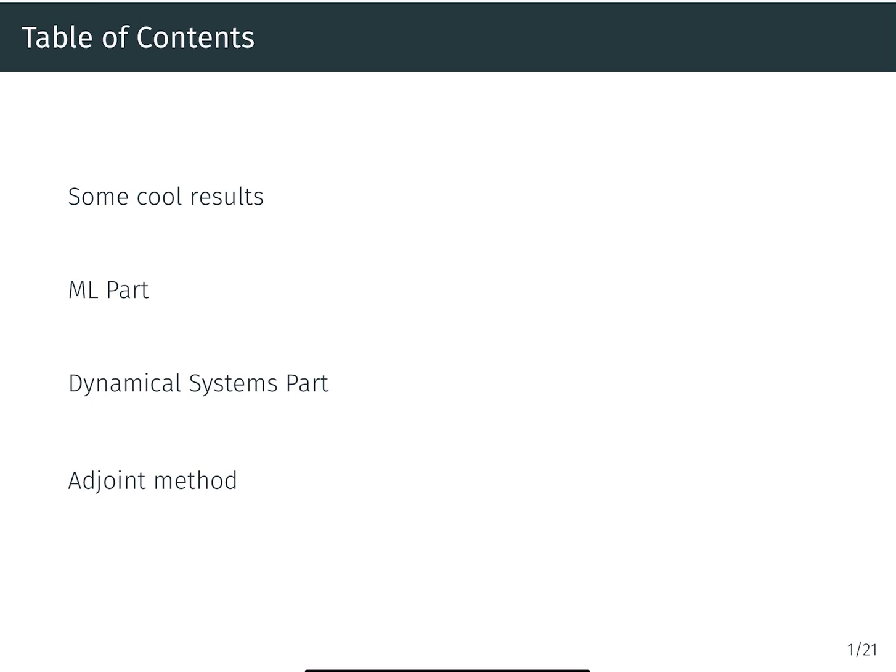For those people who are not familiar with machine learning, they may find the first part useful, and for those people who are not familiar with differential equations, they may find the dynamical systems part useful. And finally, we'll cover the adjoint method, which is what goes under the hood of neural ODEs.